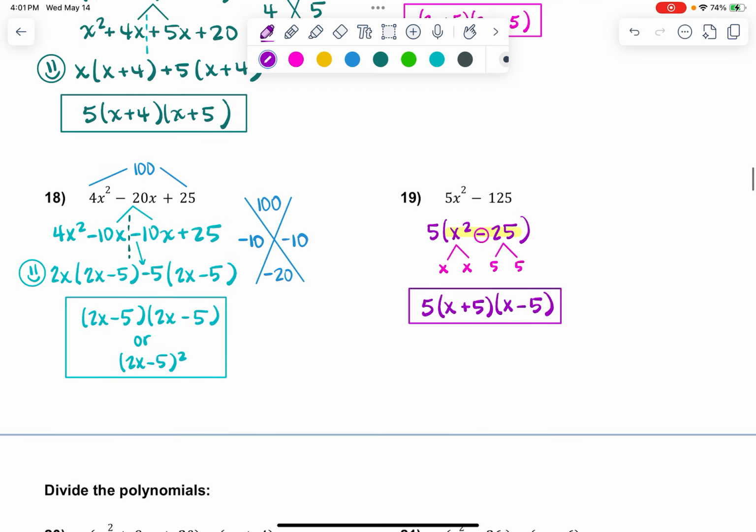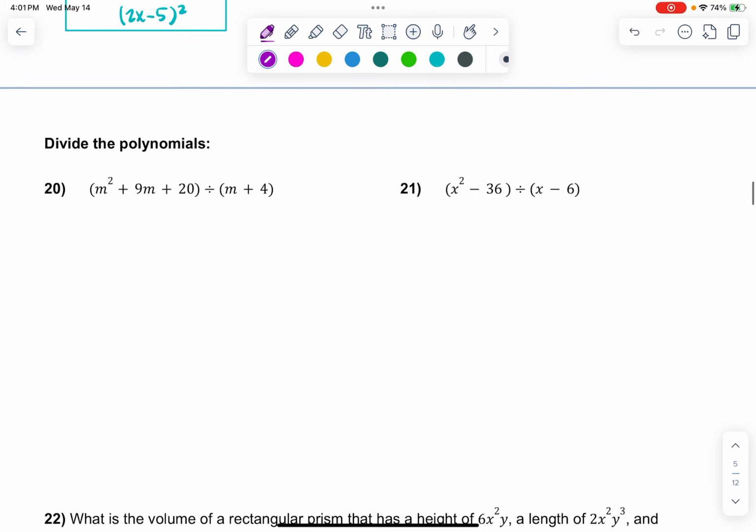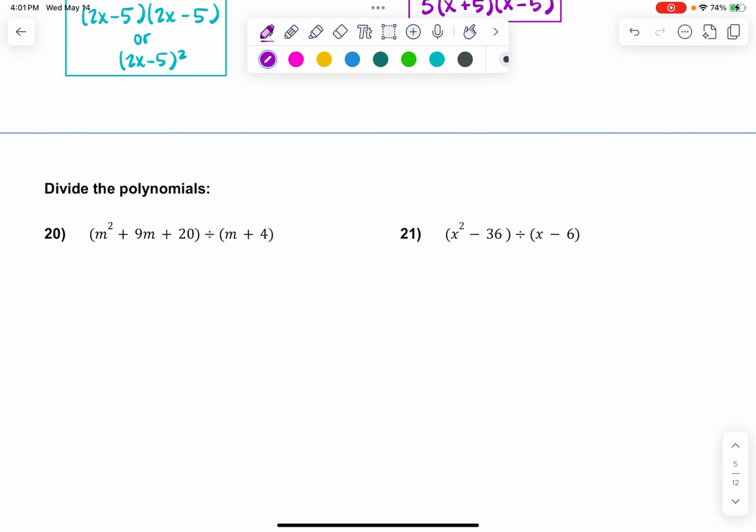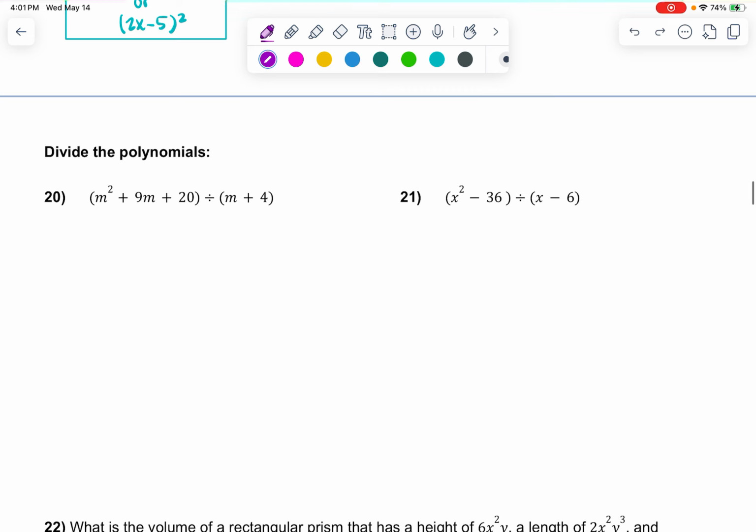Okay. All right, moving on to number 20 and 21, which is division of polynomials. So we talked about this. Notice that both of these problems are written horizontally. I don't like writing my division problems horizontally. I would much rather write them as fractions and write them vertically. So I'm going to go ahead and do that. And I'm dividing by m plus 4.